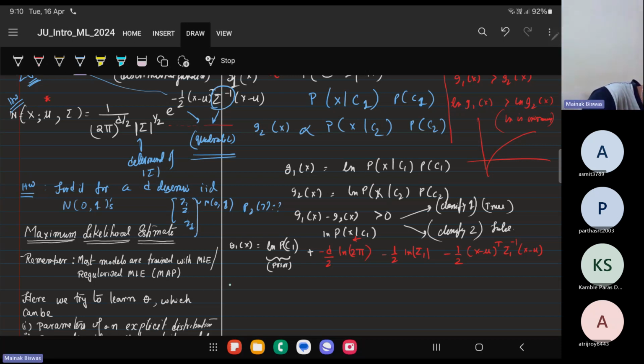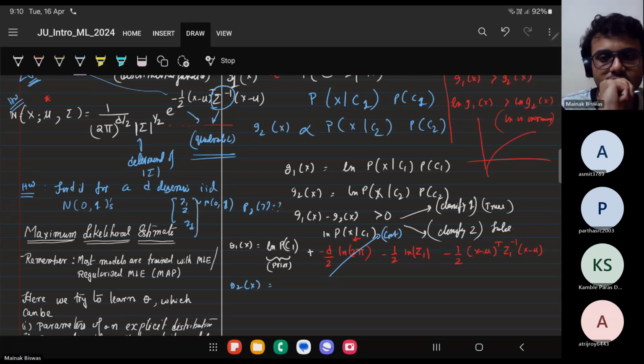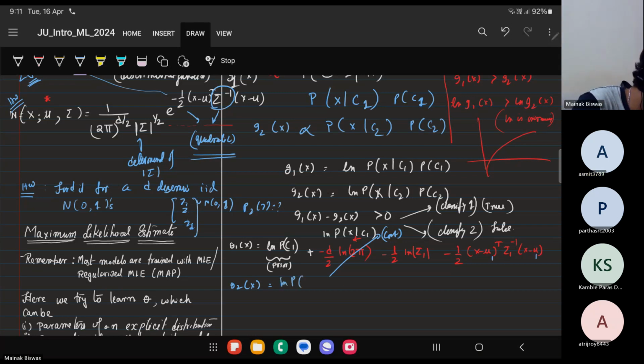So someone else, what is G2 of X? This is a constant. I can just remove it. Any constants can be removed. Well, what is G2 of X? ln p of C2. Yeah. Then the same thing can be done, sigma 2, 1.